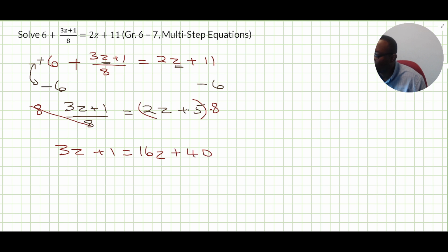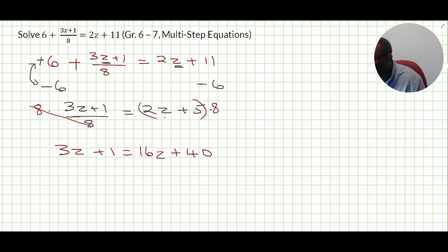You could put the 8 in the front here, it's really up to you, or you can leave it out here. It doesn't make much of a difference to me. And so now we're going to figure out what side we're going to move the variable to. Do we want the positive sign on the variable or on the number?